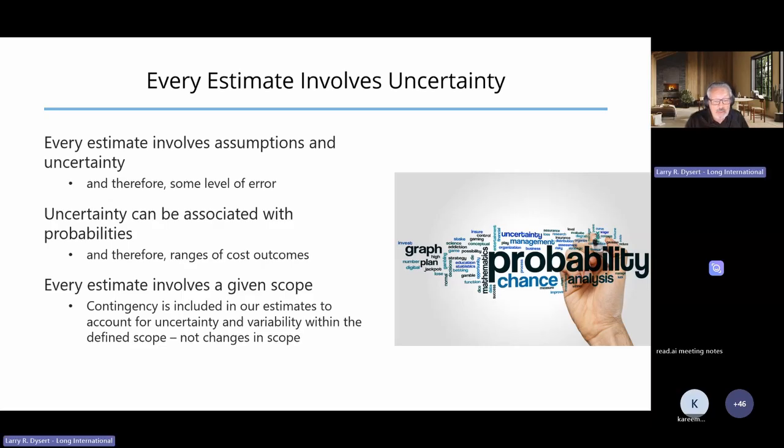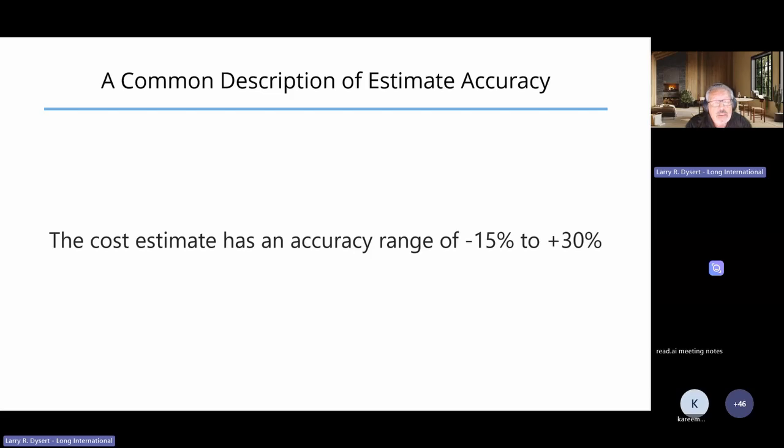Again, what we're trying to do is be able to support decision making by being able to describe our estimate well to the decision makers and describe accuracy to those decision makers. And when I'm involved in reviewing estimates and asking the estimators how well they think their estimate is, they often might provide a description of estimate accuracy, something like this, where they're describing that the cost estimate has an accuracy range of -15% to +30%.